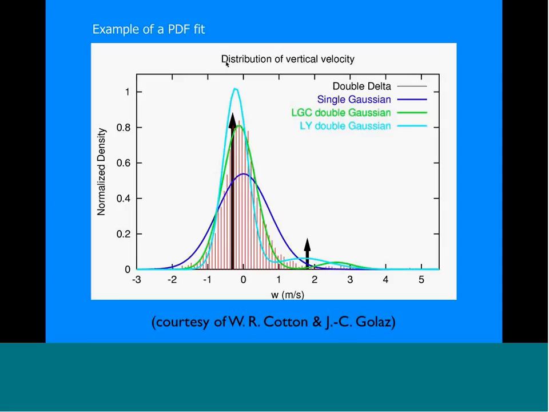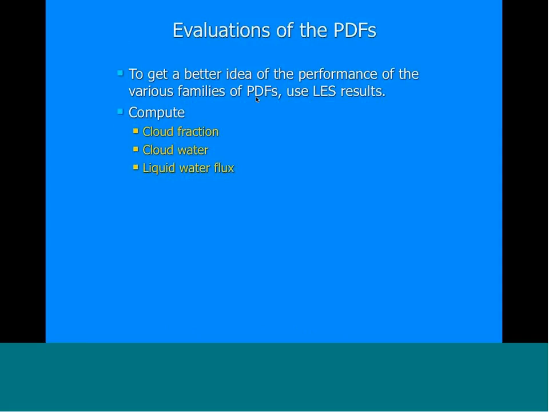So let's look at how some of these Gaussians actually fit. The double delta is shown in the arrows here. The single Gaussian is in the blue, and to fit the whole PDF, it has to extend out here a little ways, so it's not a good fit. The Larson-Golaz-Cotton double Gaussian is shown here, and the Lewellen-Yoh double Gaussian also. So both of the double Gaussians have a better fit. And the real test is not just to look and see how well they fit. It's actually to compute the things that you need from the PDF: cloud fraction, cloud water, liquid water flux.